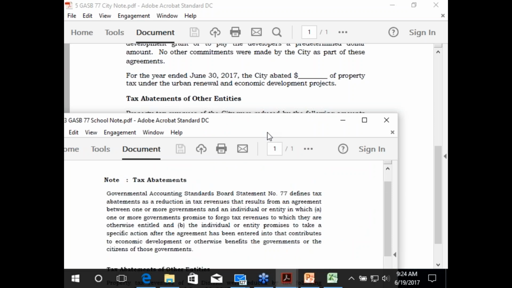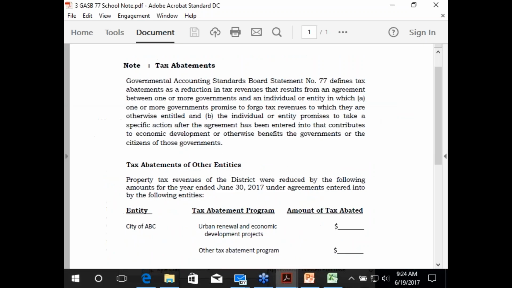The school note looks a little bit different, and the reason why it looks a little bit different is because schools don't have any abatements of their own. You basically have revenues that are passed through in the property tax realm by the county. You also have some taxes that may be impacted by some of the things that the state does.